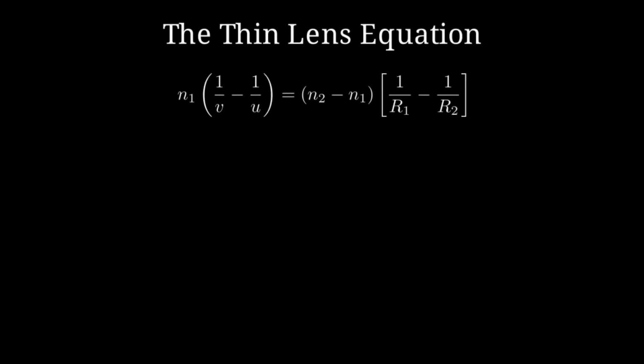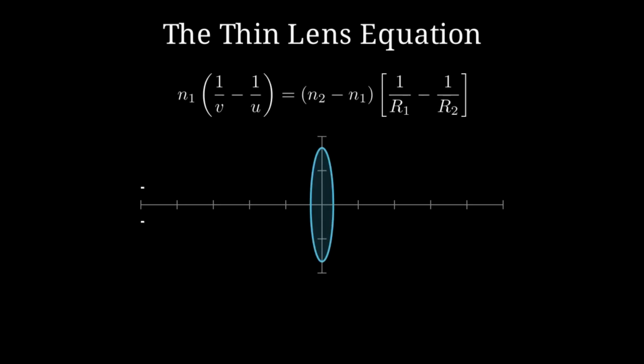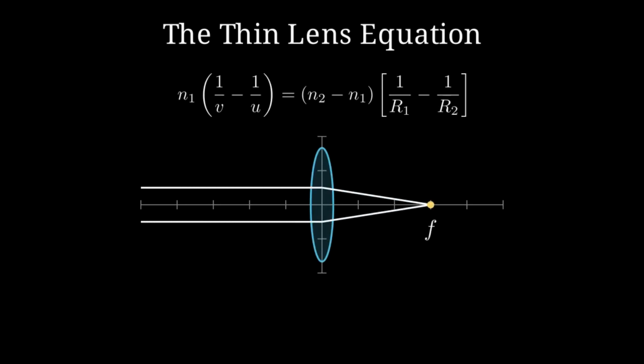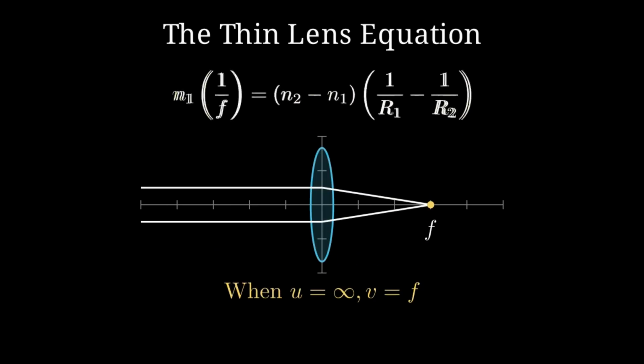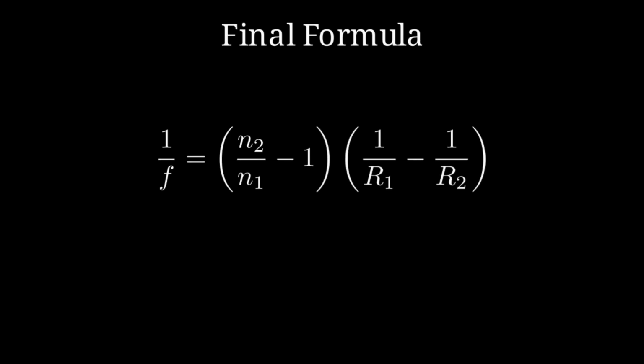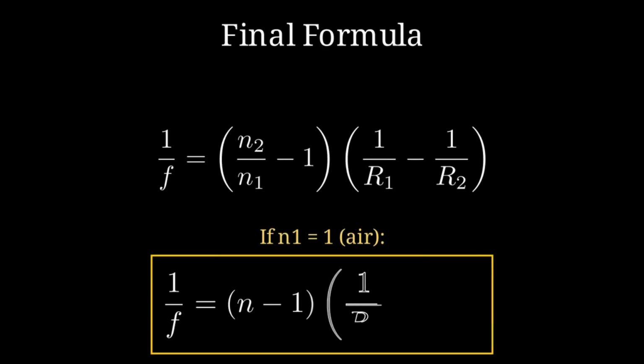If the object is at infinity, the rays are parallel and meet at the focal point. Substituting u equals infinity and v equals f into our equation allows us to define the focal length of the lens. Dividing by n1 gives us the lens maker's formula. When the lens is in air, the relative refractive index is simply n. This powerful equation links the focal length to the refractive index and the radii of curvature.